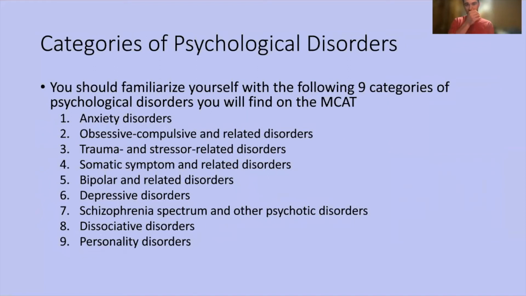You should familiarize yourself with the following 9 categories of psychological disorders. You don't have to be able to name all 9 of them, but if you read them, you should know what they are, and you should probably know at least 1 or 2 of the most common examples, the actual disorders. For the rest of the lecture, we're going to go through all of these different types of disorders, give quick examples, and talk about them. We have anxiety disorders, OCD and related disorders, trauma and stressor related, somatic symptom and related, bipolar, depressive, schizophrenia spectrum and other psychotic disorders, dissociative, and personality disorders.